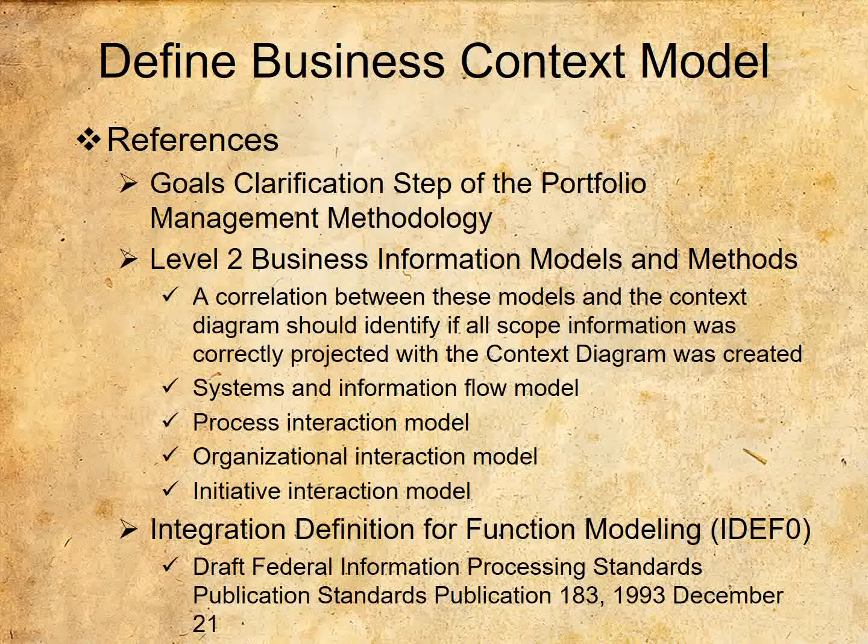Level 2 business information models and methods, if required during the as-is baseline step: a correlation between these models and the context diagram should identify if all scope information was correctly projected when the context diagram was created. If not, the context diagram should be updated and a scope discussion should be held with the project champion. It could be scope creep or a misunderstanding that needs to be corrected. Systems and information. Process, organizational and initiative interaction. Additional information about modeling can be found in integration definition for function modeling.